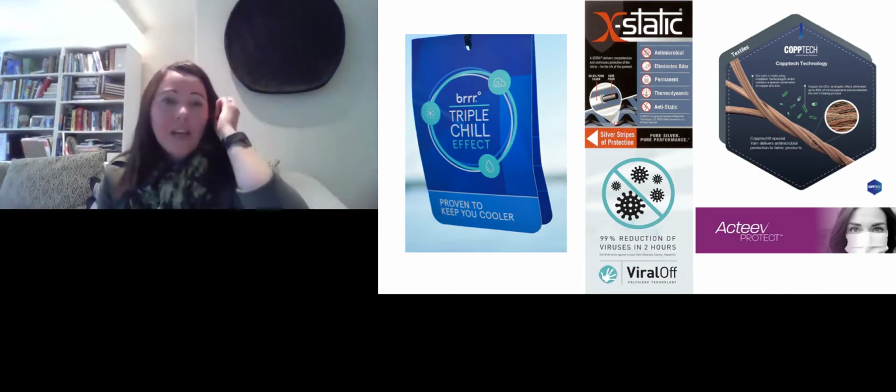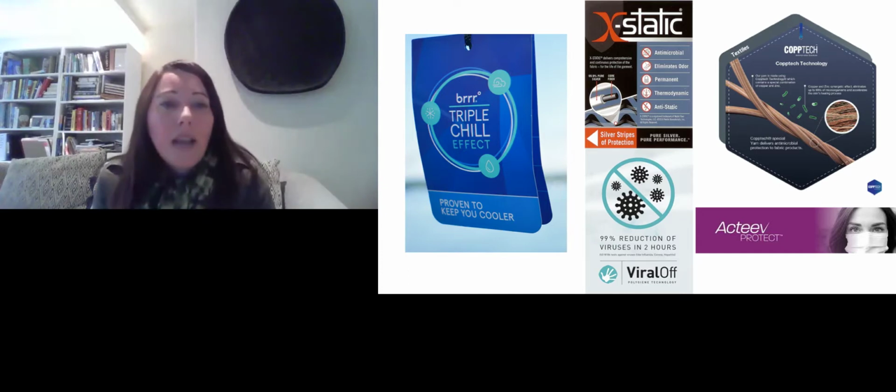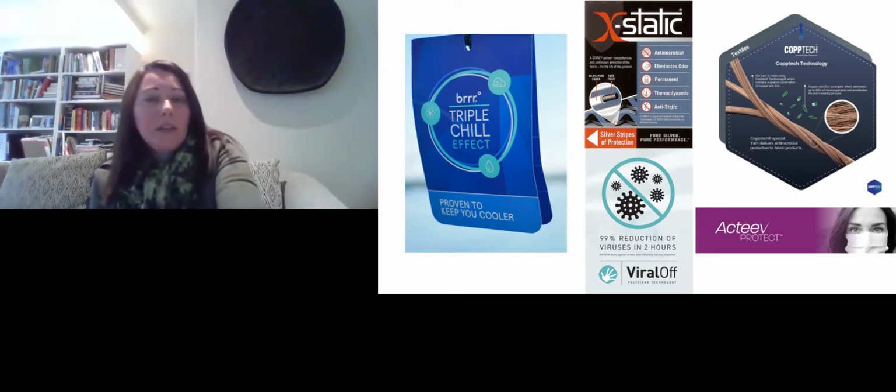So here are some examples of that. We at Burr, we have our yarn is engineered. It is at the yarn stage. Ecstatic is a silver, and you can see the cross section there of the silver. And COPTECH uses copper technology, and I'll talk about Active later.